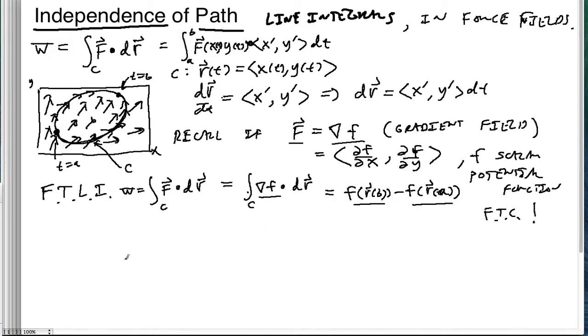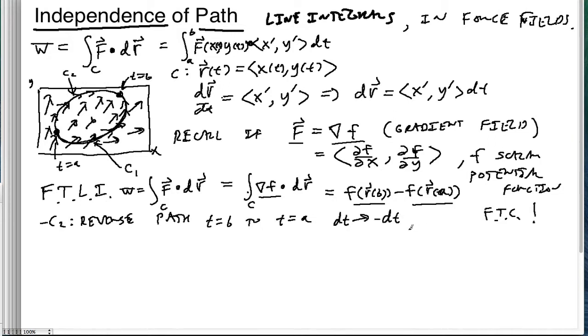So one wonders, if we have two paths, we'll call this path C1 and this path C2, and they both share the same starting and endpoints. Let's say we call negative C2 the reverse path. For the reverse path, we need to run time in reverse. So time has to go from b to t equals a, and that means our delta time intervals will be negative because we're going backwards.